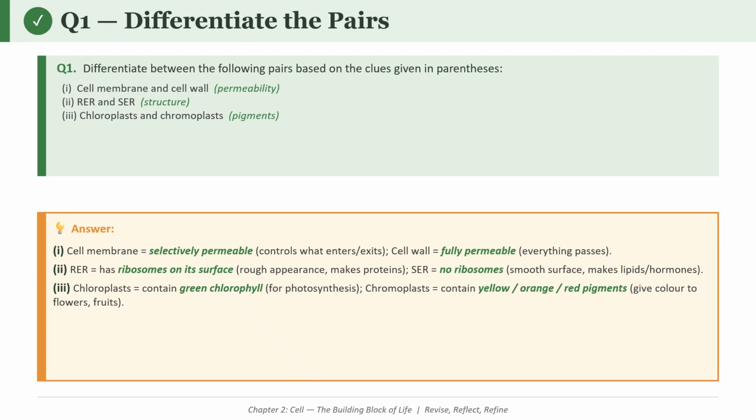Chloroplasts have chlorophyll, which is a green color pigment, which helps in the process of photosynthesis. Chromoplasts actually give color to the flowers and fruits. So what are those colors? Yellow, orange and red colors.